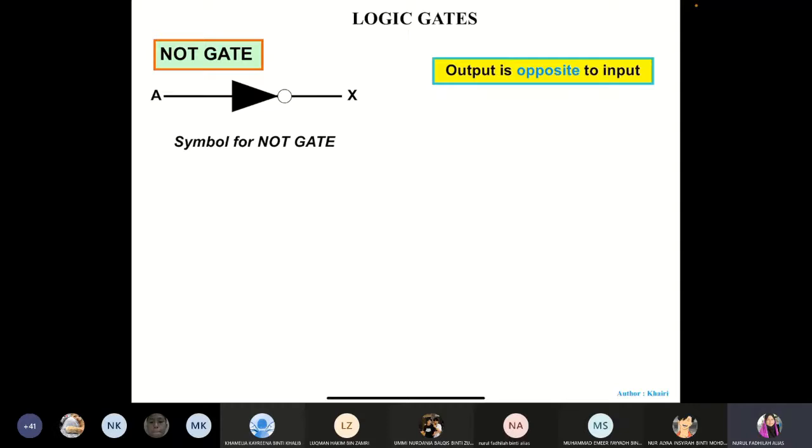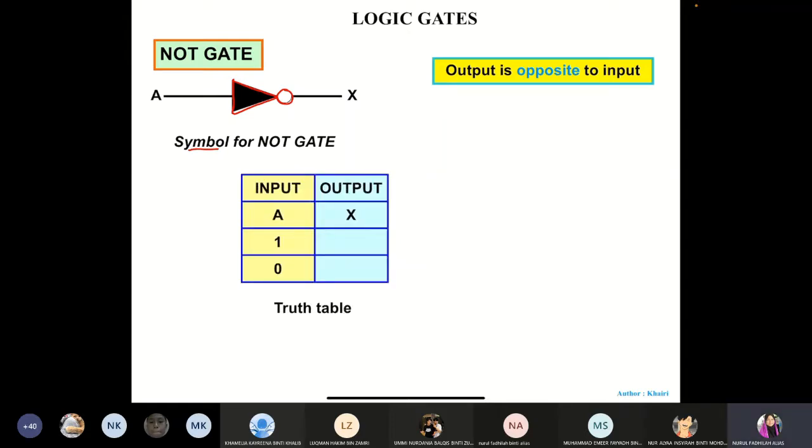So this is the first logic gate. We call this one NOT gate. So NOT gate is a triangle and then ada circle in front of it. So this is the symbol for NOT gate. So for NOT gate, the output is opposite to the input. Now, we have only 1 or 0. The input must be 1 or 0. Output also 1 or 0.